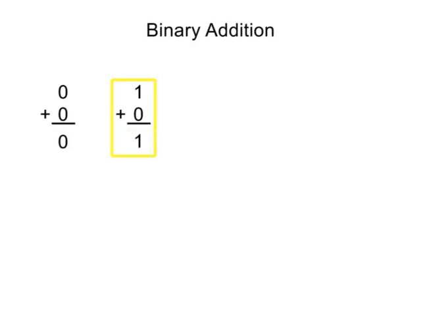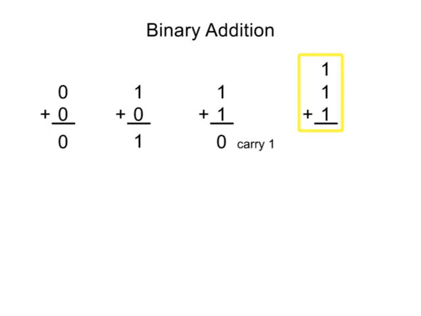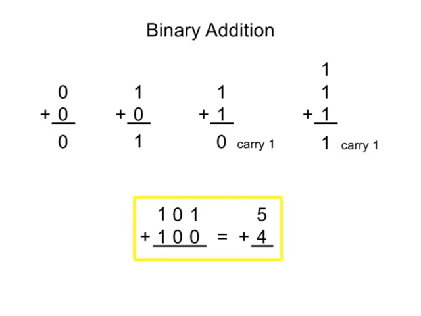The third property is 1 plus 1 equals 0, with a 1 that carries over. Lastly, 1 plus 1 plus 1 equals 1, with a 1 that carries over. For example, here is the addition of 5 plus 4 using binary numbers.